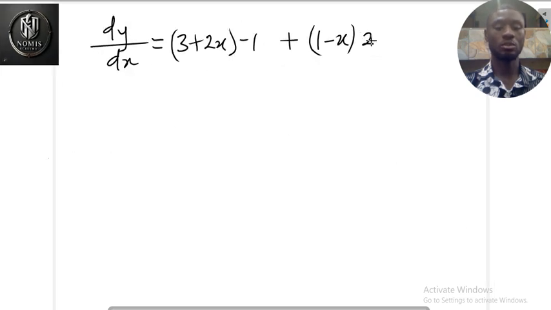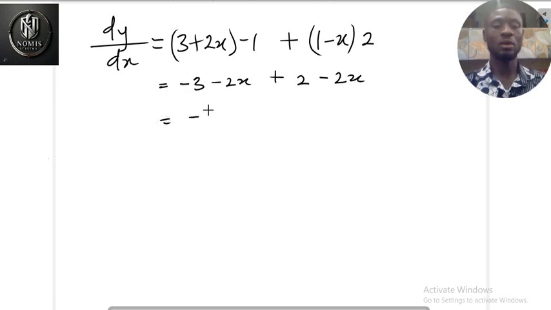So multiply by 2. Everything here becomes minus 1 multiplied by (3 + 2x), then plus 2 times (1 - x), that is 2 - 2x. So minus 3 plus 2, definitely I will have minus 1. Then minus 2x plus minus 2x, that will be minus 4x. So our final answer is minus 1 minus 4x.